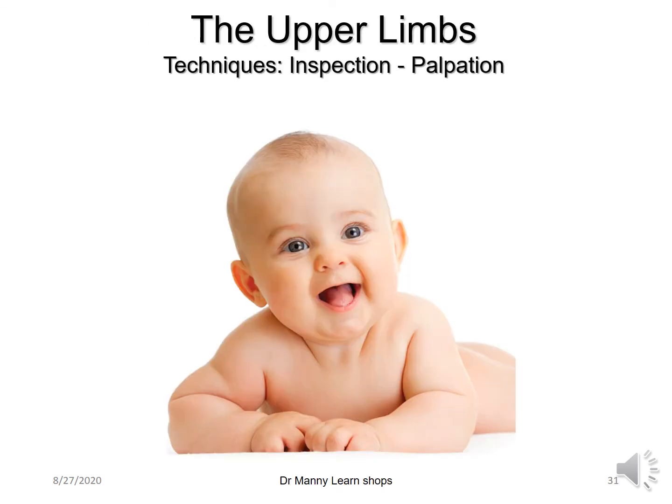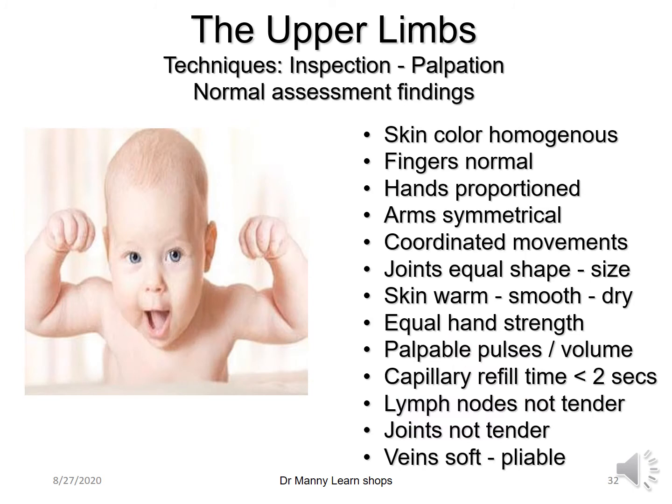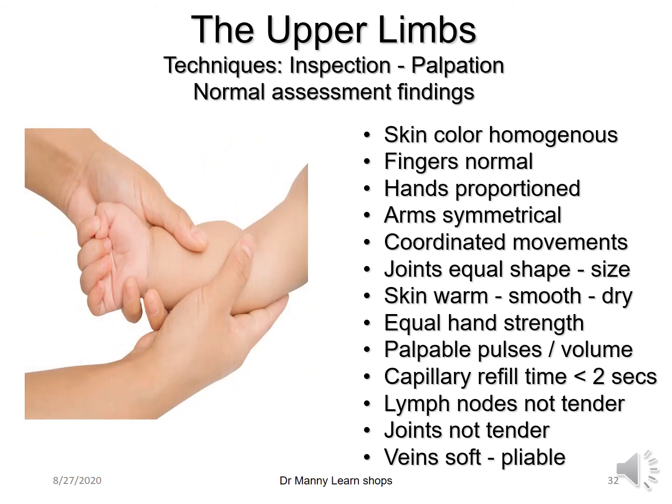Now let's look at the upper limbs, and the techniques that we'll be employing are inspection and palpation. For the upper limbs, normal assessment findings would be symmetry. Skin colour is homogeneous. They've got normal fingers, two arms, two hands. Their arms are symmetrical. When they move, they're coordinated. The joints are not swollen. They're equal size. The skin is warm, smooth and dry. If they grab your fingers or your hands, that's the palmar reflex. They've got equal hand strength.